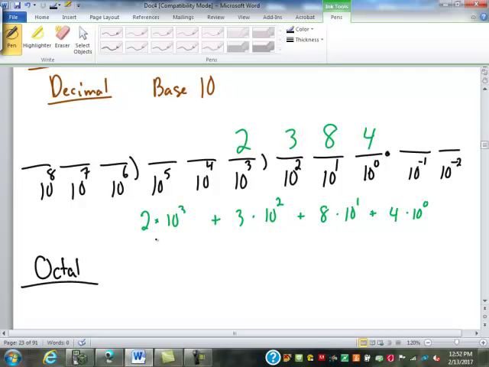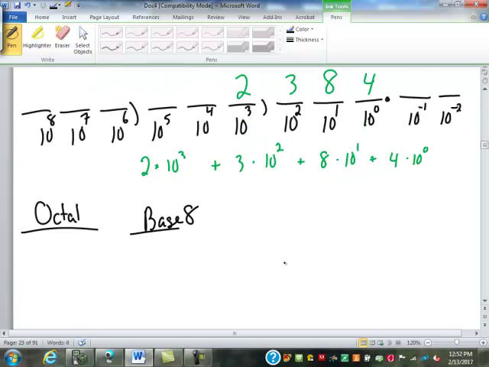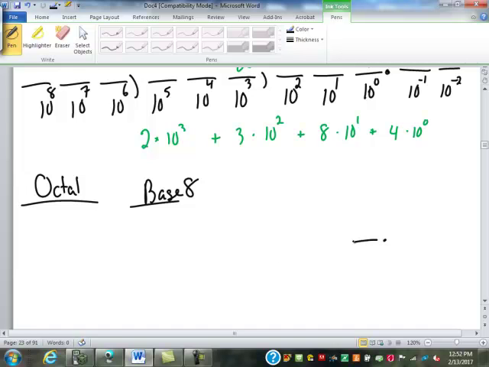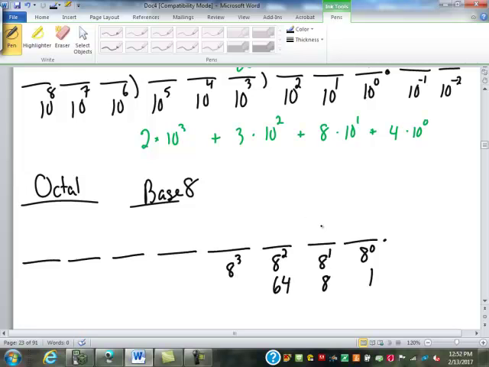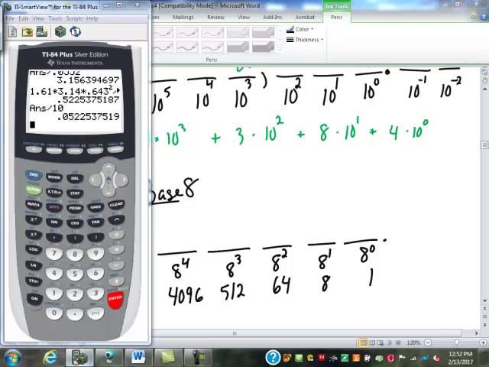There's something called an octal number system, which is base 8. So let's take a look at how that would look. This is going to be 8 to the 0, which is 1. This is going to be 8 to the 1, which is just 8. This will be 8 squared, which is 64. 8 to the third, which is going to be 512. 8 to the fourth, which is 4,096. 8 to the fifth, which is going to be 32,000.